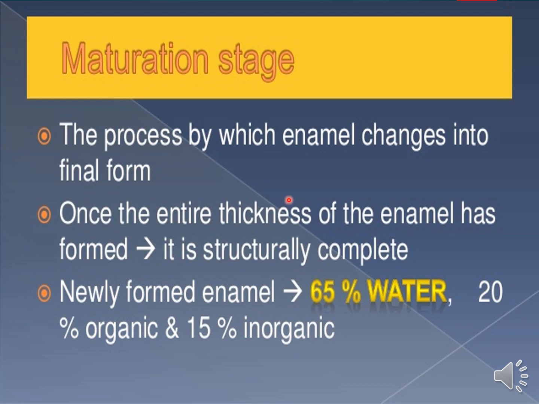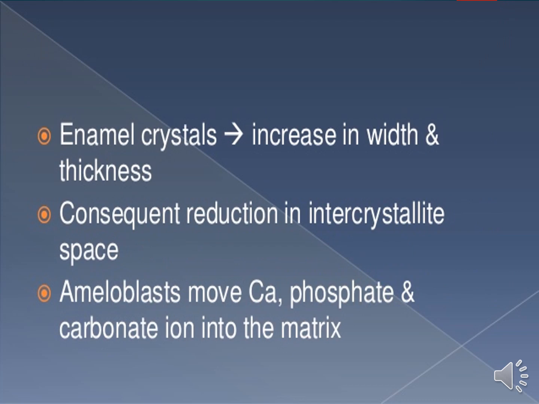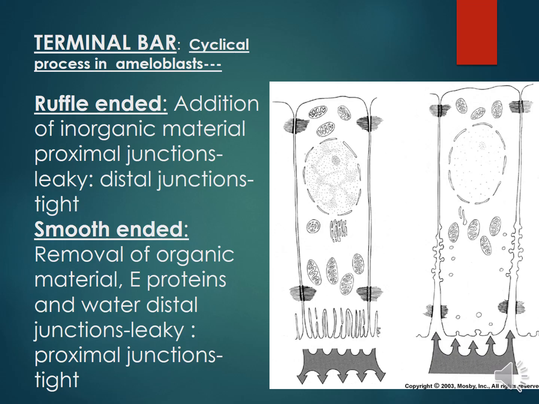So in the maturation stage, most of the formed enamel, which has 65% water, 20% organic and only 15% inorganic, has to transform into 96% inorganic and 4% organic. So how does it happen? By the growth of the crystals, the increase in their width and their thickness, subsequent reduction in the intercrystalline space, and meantime ameloblasts move calcium and phosphate and carbonate into the secreted matrix. So these are the changes which are happening mainly during the maturation stage.